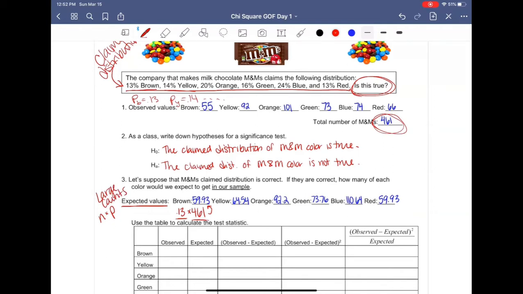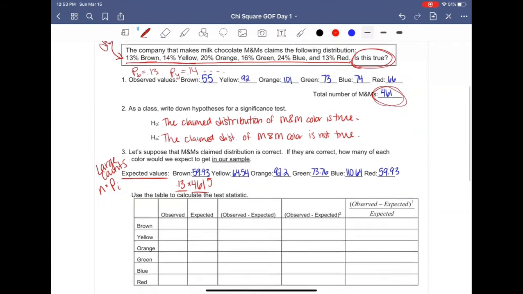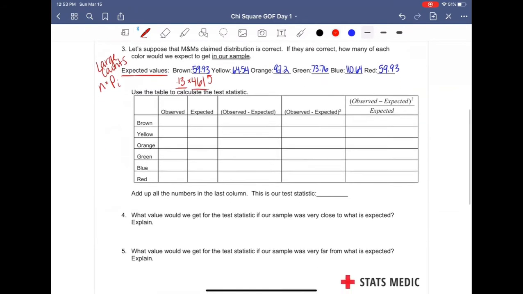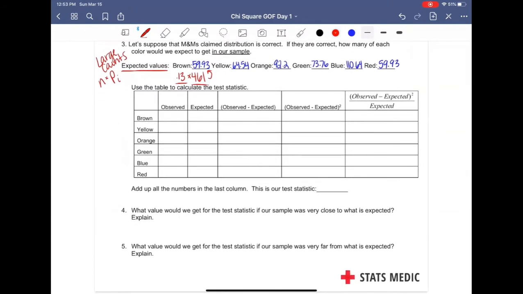Now remember also we have multiple values for P. We've got proportion brown, proportion yellow. So what I'm going to do here is put P with a subscript of i, meaning you do this for every proportion that you've been given. So double check and make sure that your expected values are the same as the ones I have. Then we're going to work through this table below to calculate our test statistic.